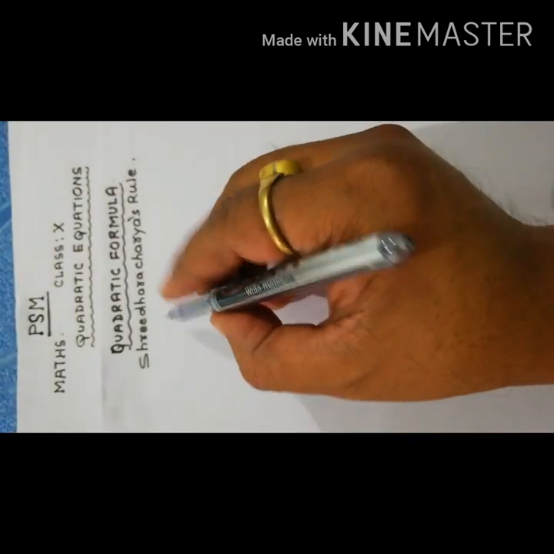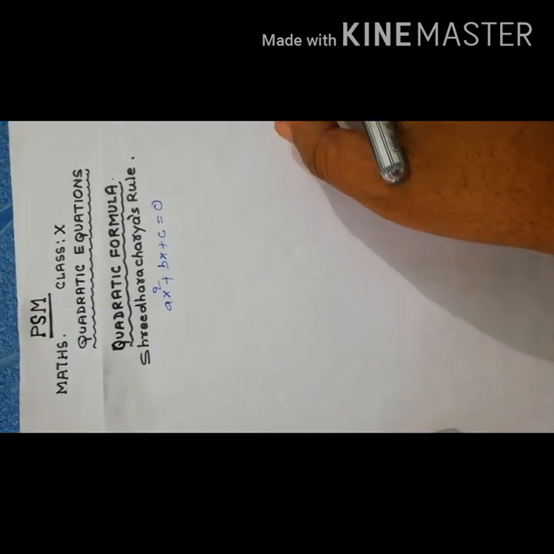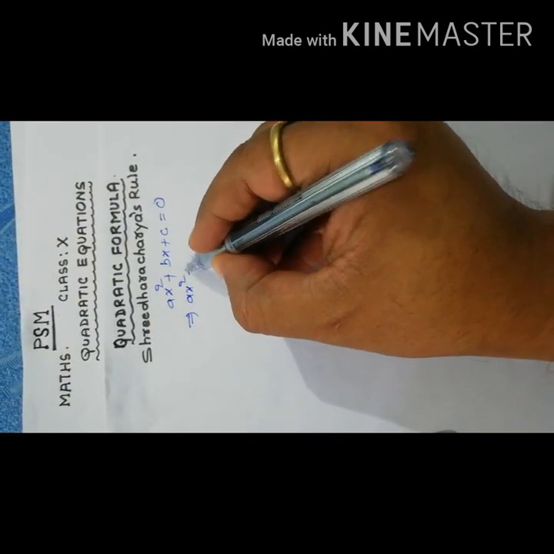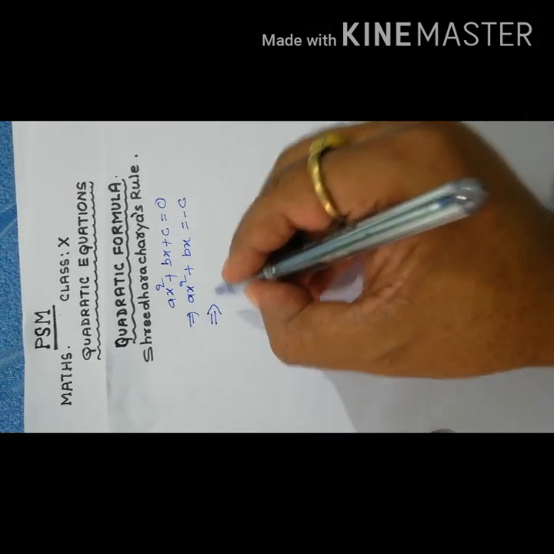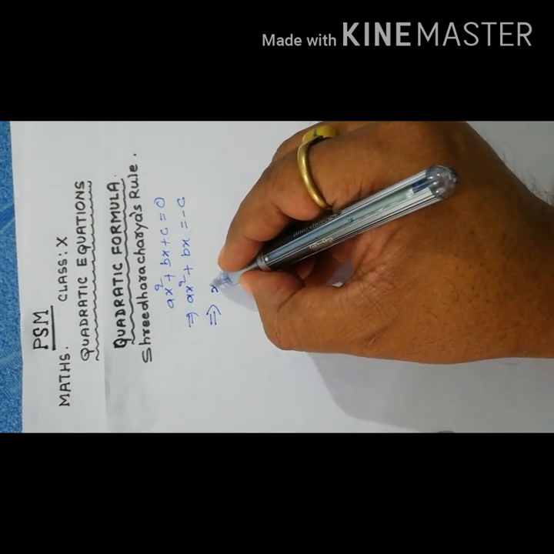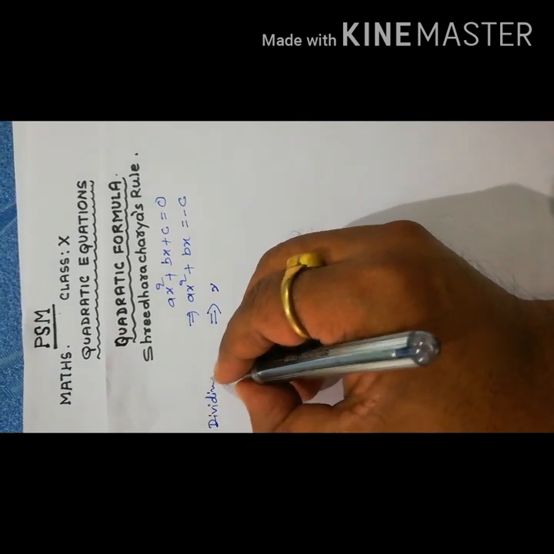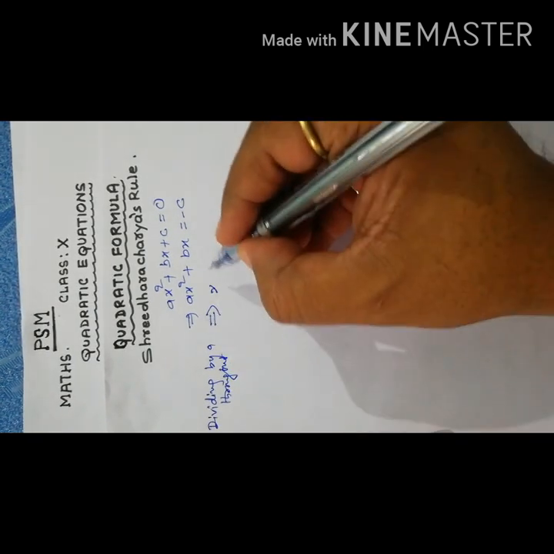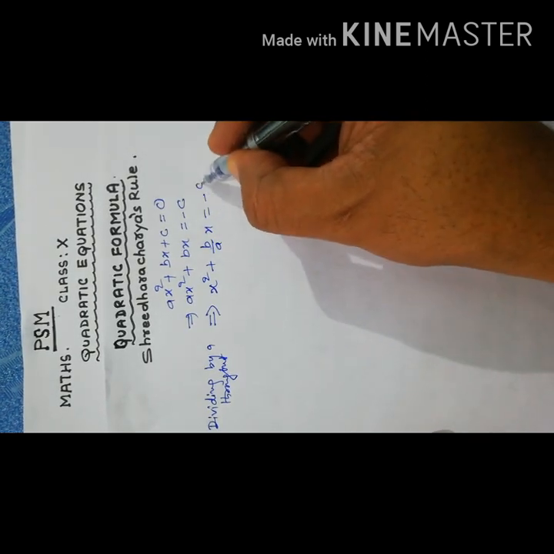How is it developed? You know, ax square plus bx plus c is equal to 0 is a quadratic equation. This can be written as ax square plus bx is equal to minus c. C is shifted that side. This implies, dividing throughout by a, we get x square plus b by a x is equal to minus c by a.